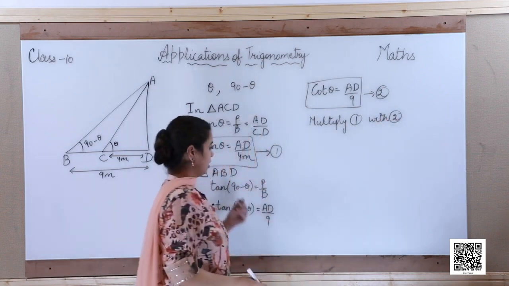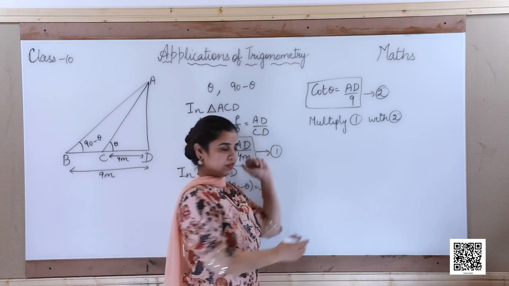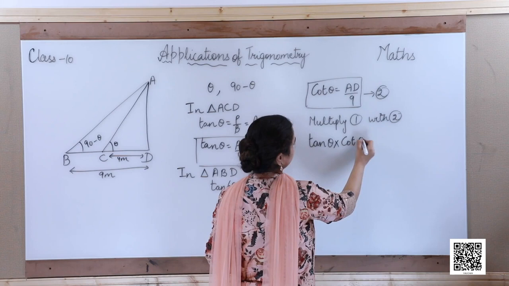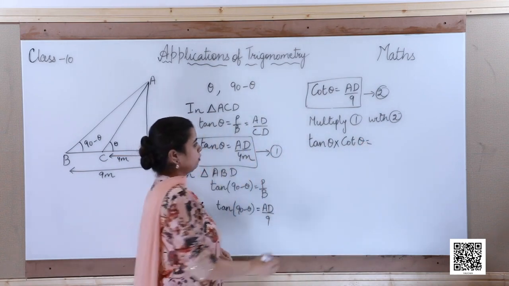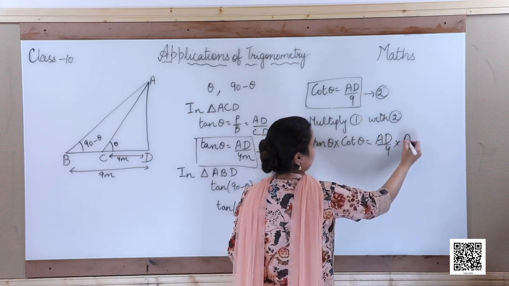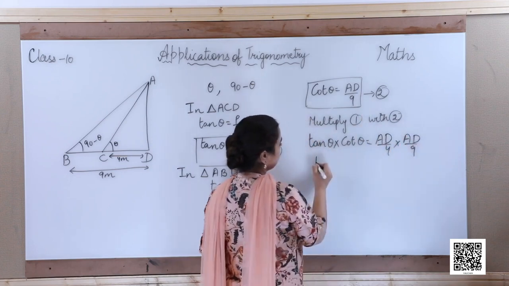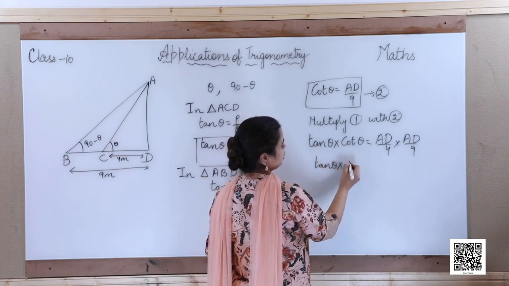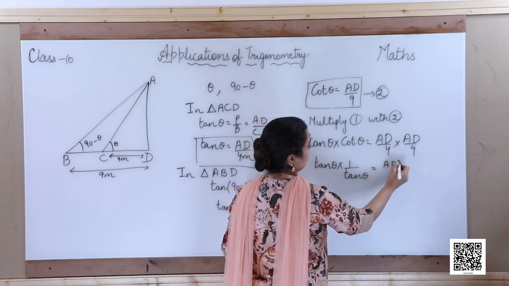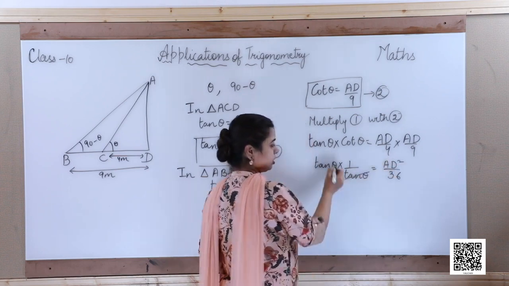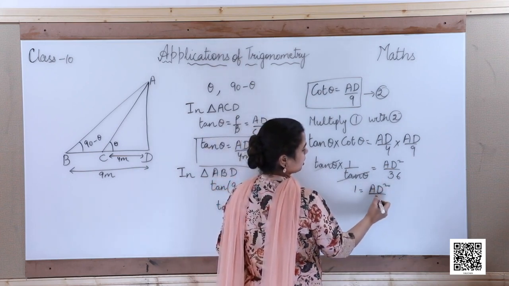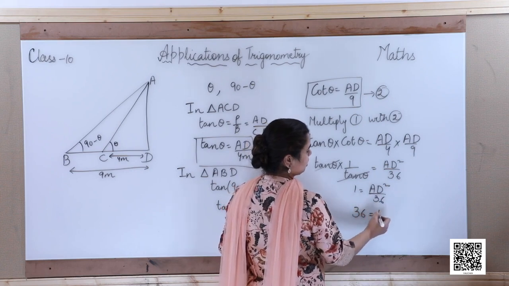Multiply statement 1 with 2. So I get left hand side to be multiplied with left hand side. I get tan theta into cot theta is equal to AD upon 4 into this AD upon 9. Now we know that cot theta is the inverse of tan theta. So this is AD square upon 36. So these will get cancelled. So I'll get 1 is equal to AD square upon 36, or 36 is equal to AD square.